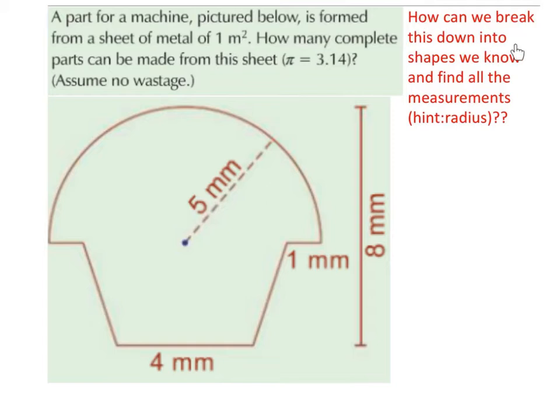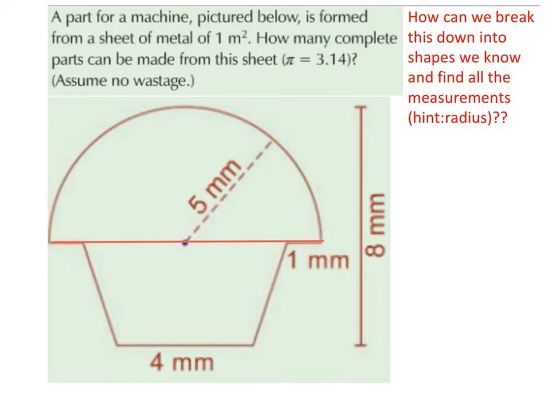How can we break this down into shapes we know and find all the measurements? And the hint is going to be the radius. If we notice, we have a semicircle on the top, and if I draw in a line across here, like so, then I've split our shape up into a semicircle on top and a trapezium on the bottom. So we need to find the area of this semicircle and the area of this trapezium and add them together.